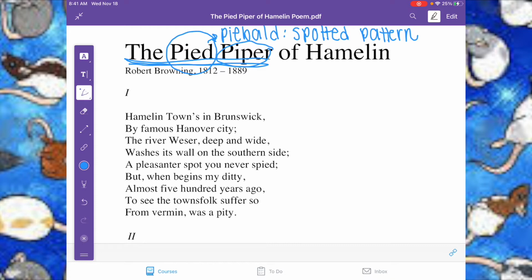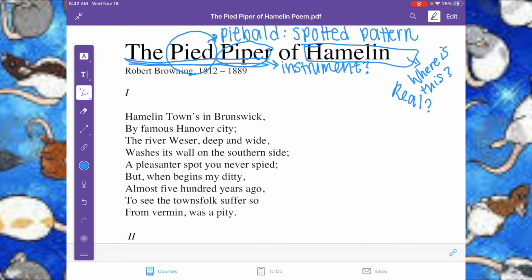When we see piper, what does this make you think of? Here I'm thinking of maybe like an instrument. And we're just making some predictions about what we're going to see here. Hamelin I'm unfamiliar with perhaps, so I could put a note to maybe look this up later. Is this real? Is this imaginary? I don't know, so I'll have to look that up later.